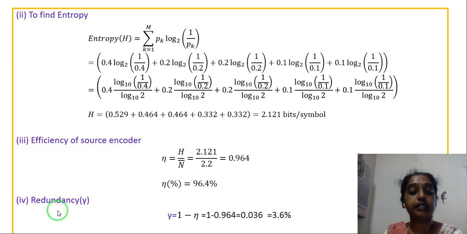Next, we are going to calculate the redundancy. Mu is 1 minus eta. The value comes around 0.036, in percentage it comes around 3.6%. So this is the Huffman coding.